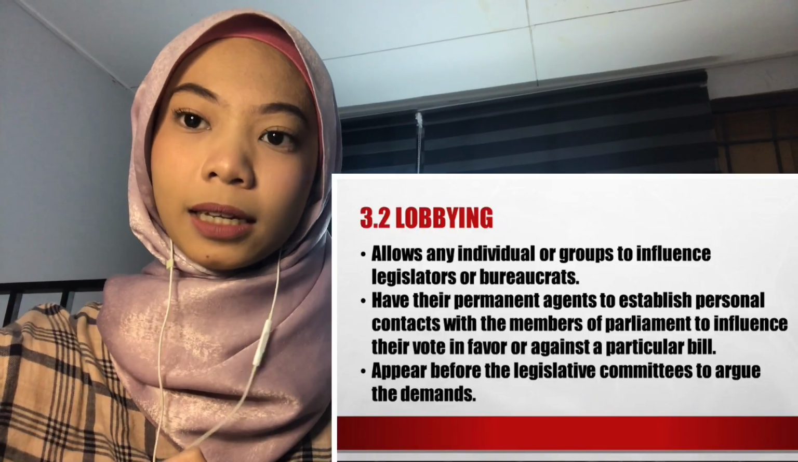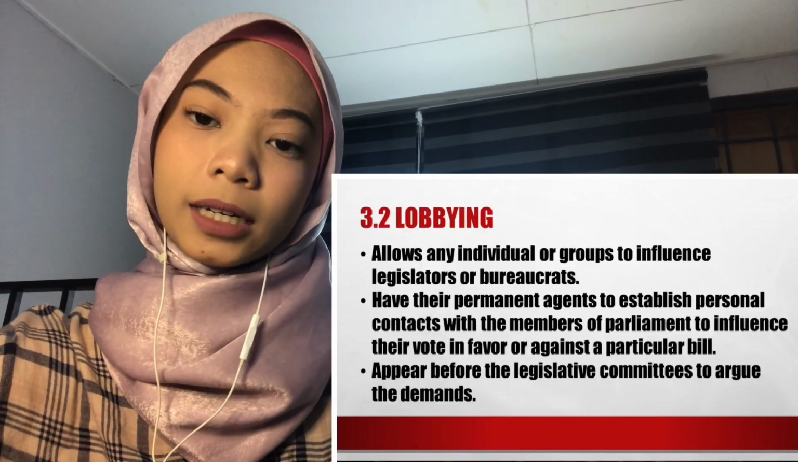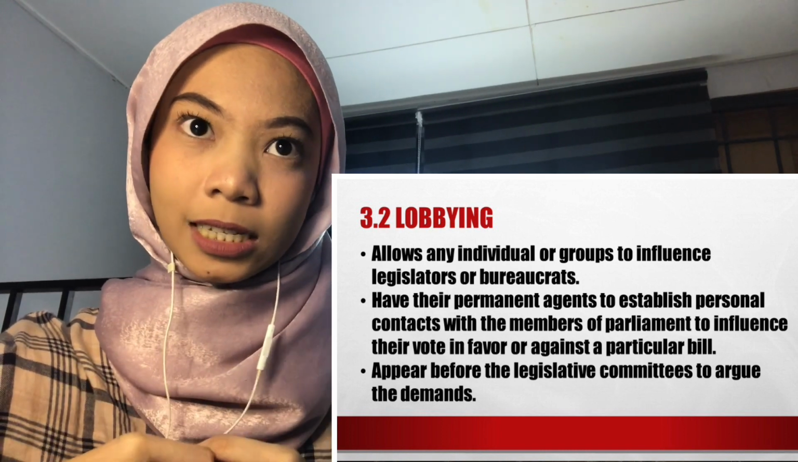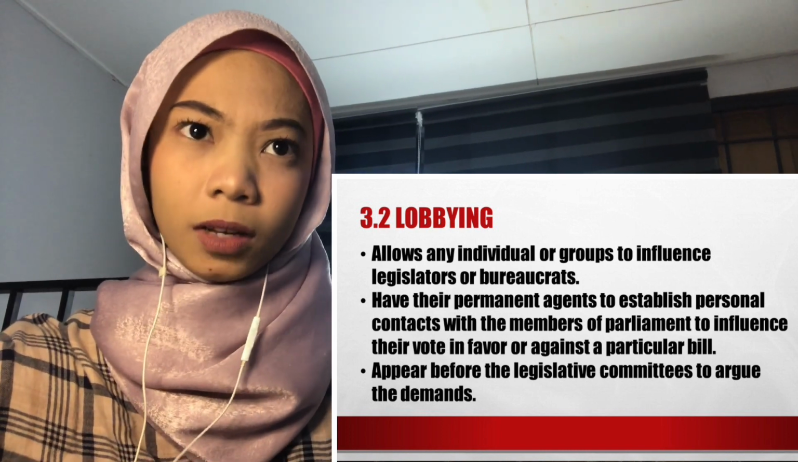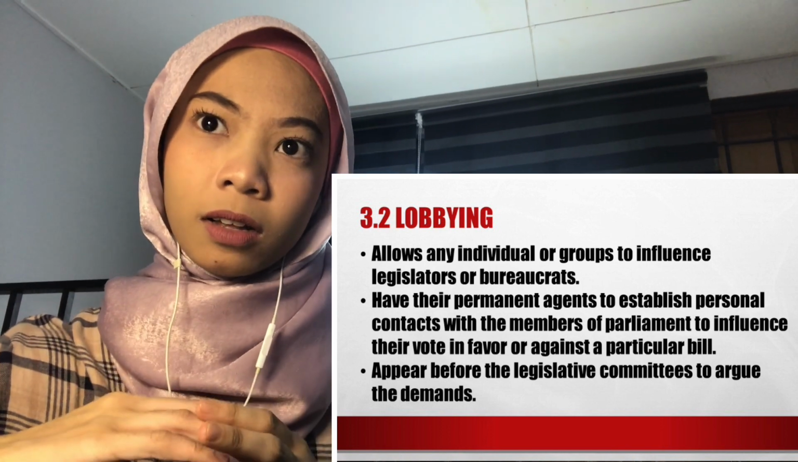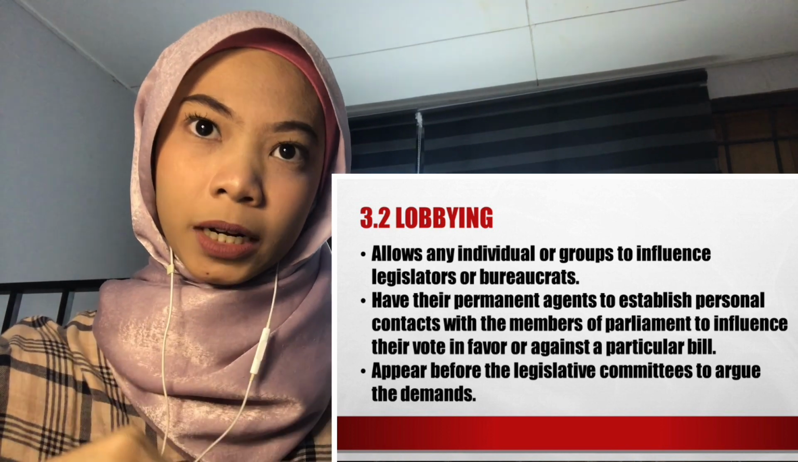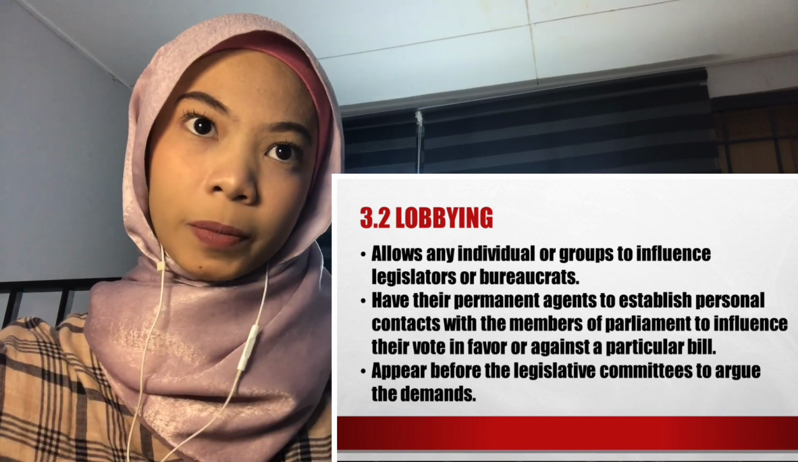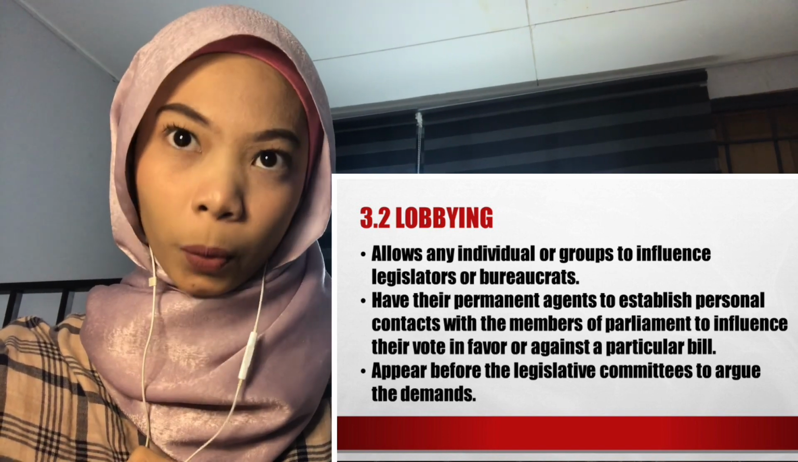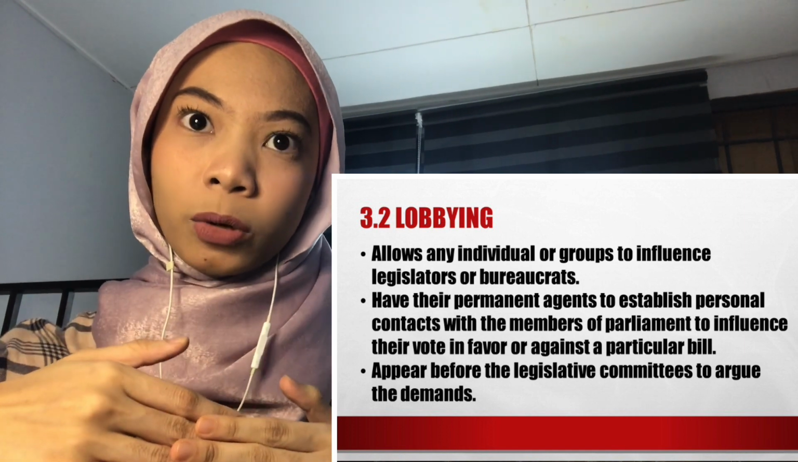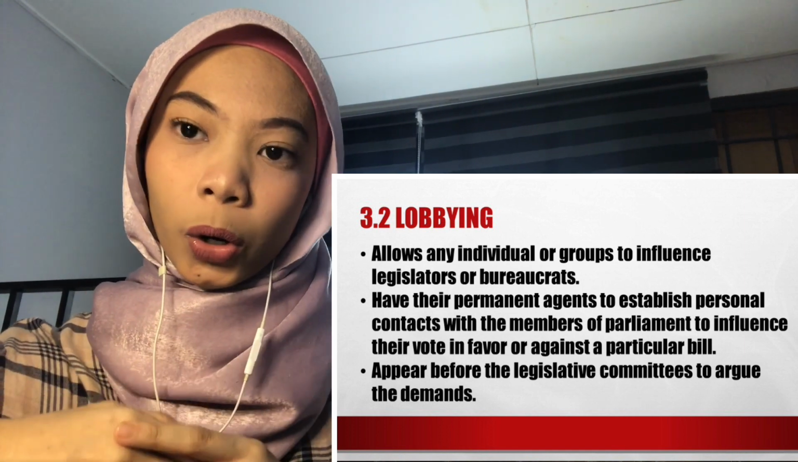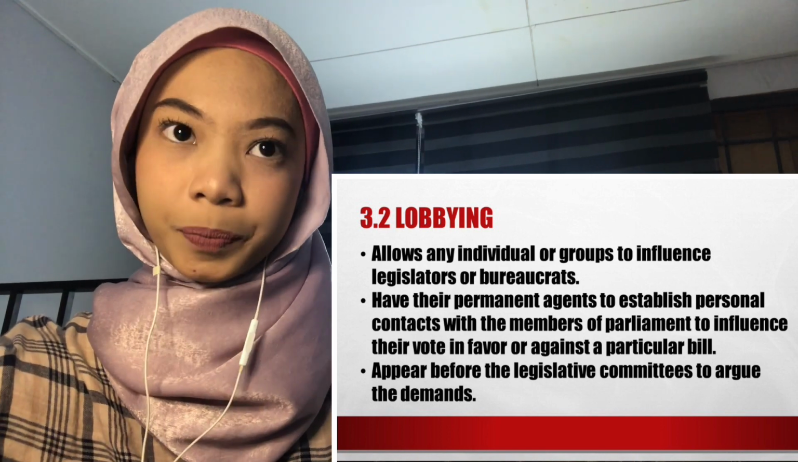The second method is lobbying. Lobbying allows any individuals or groups to influence legislators and bureaucrats. Many pressure groups have their own permanent agents to establish personal contacts with members of parliament or congress and influence their votes, either in favor of or against a particular bill.